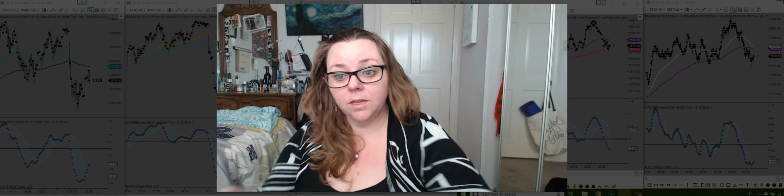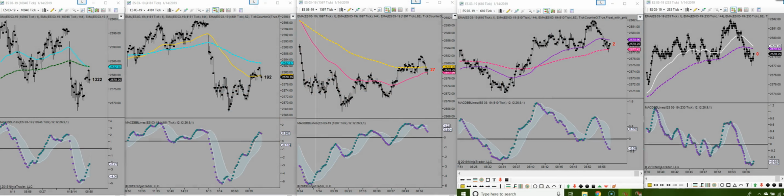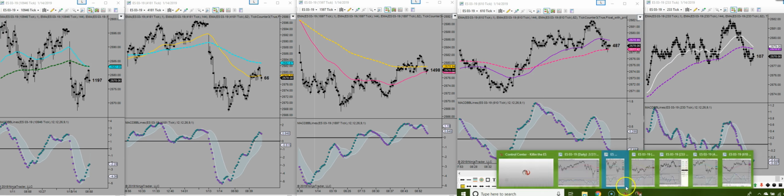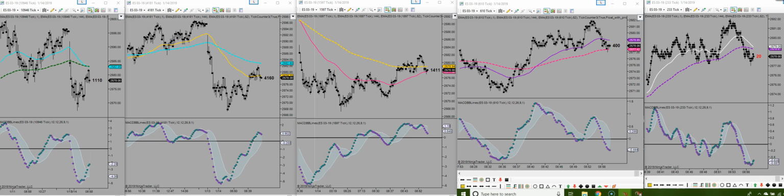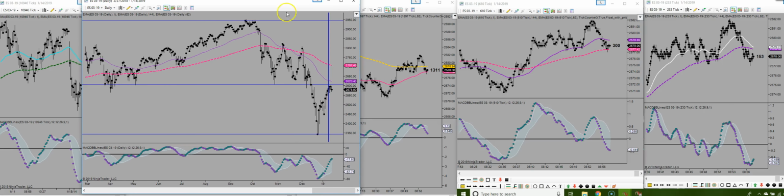Let's dive on in. Move this out of the way. Okay, so let's start off with the daily chart. I'm going to remove all this, something I was looking at on the smaller charts. Okay, let's look at what's happened.